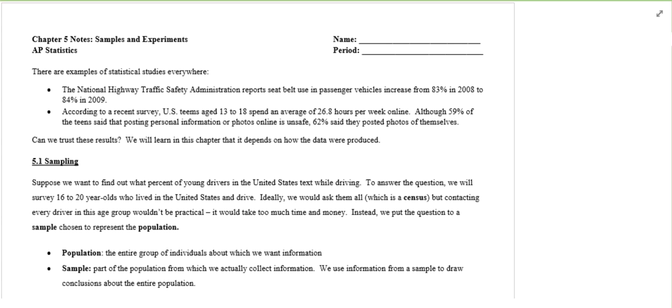Hi, AP Statistics. We are going to go over Chapter 5, the Introduction to Samples and Experiments. So we're totally switching gears from least squares regression and talking about a completely new topic. Here are a few examples of how statistical studies are everywhere.